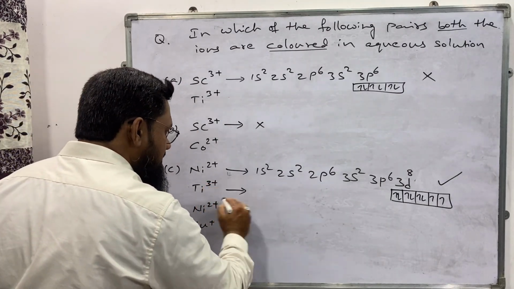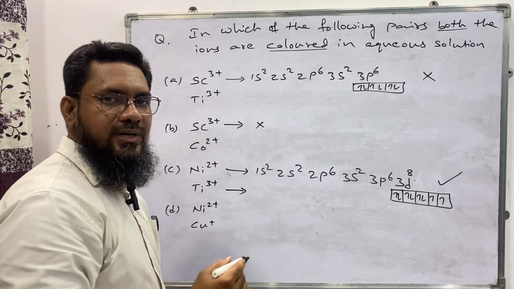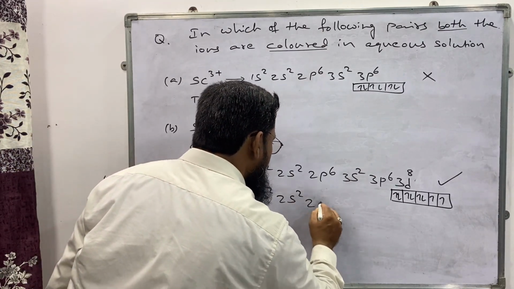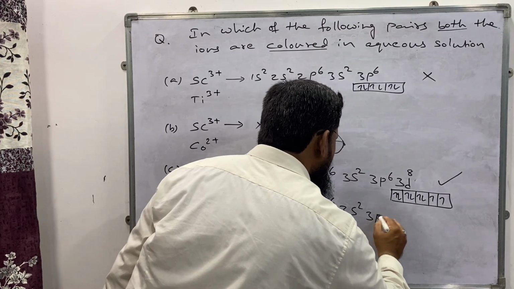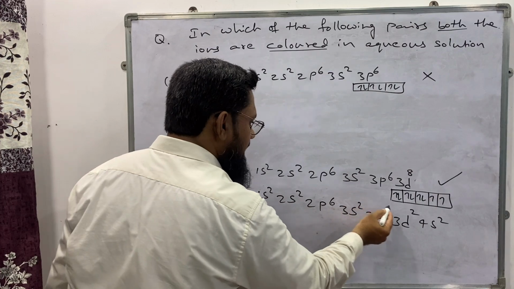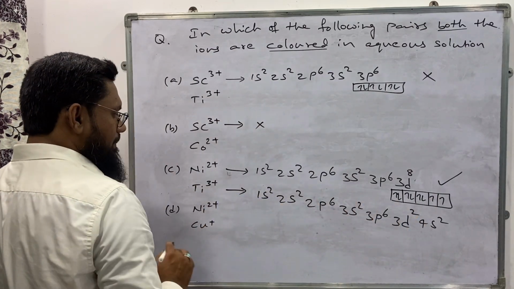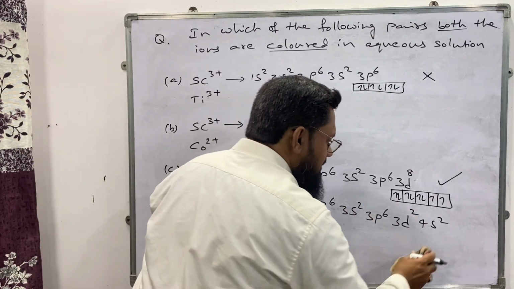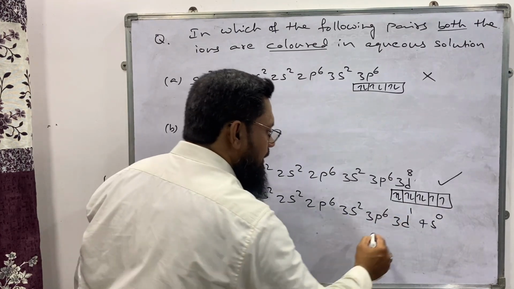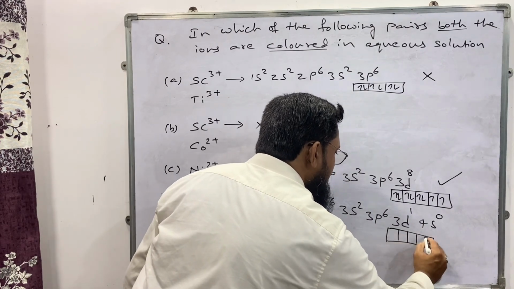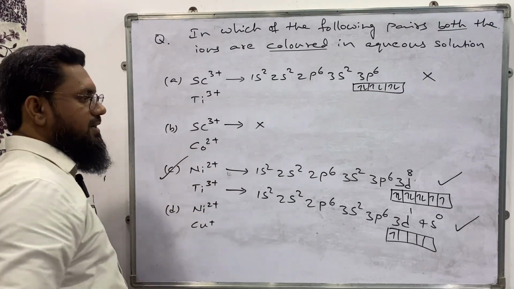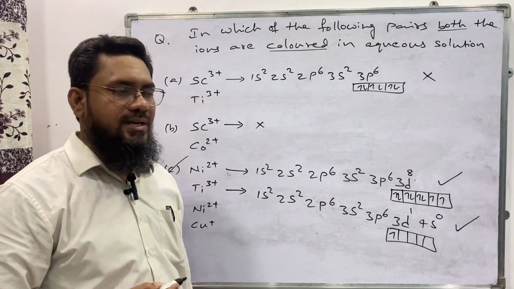Let's check whether this is also colored. Titanium. You know titanium atomic number is 22. So 22 means configuration is 1s2, 2s2, 2p6, 3s2, 3p6, 4s2, 3d2. So 2, 4, 10, 12, 18, 20, 22. Then we need to remove 3 electrons. 3 electrons means 2 electrons from here, 1 electron from here. So 1 electron is left, here 0 electrons. Now in 3d, we are having 1 electron. So an unpaired electron is there, means it is colored. So this option is right. So like this, we can solve the questions easily.